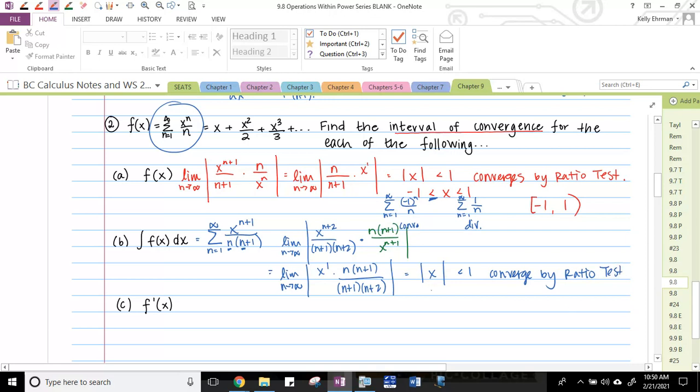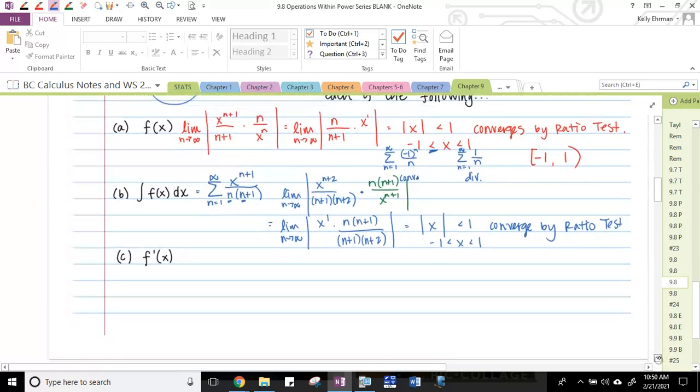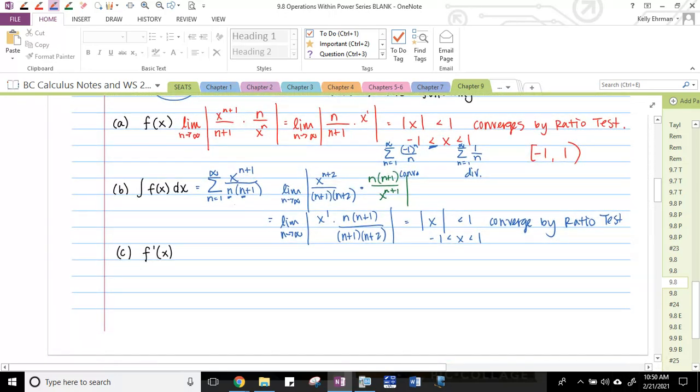So once again, I'm looking at x being between -1 and 1, but I have to check the endpoints, plugging them into my new series. So starting at -1, the series goes from 1 to infinity. I've got (-1) to the n plus 1 over, I'm just going to make it n squared plus n.